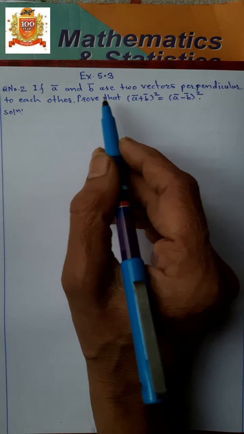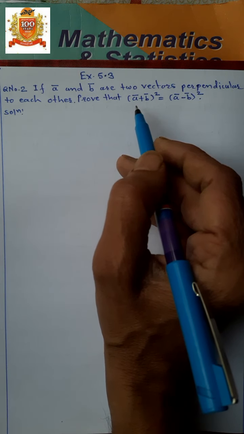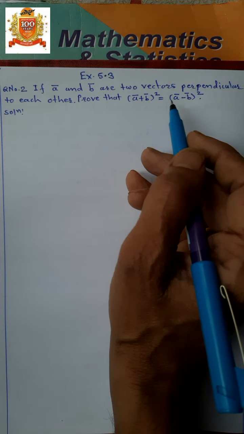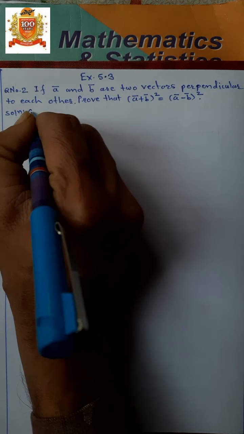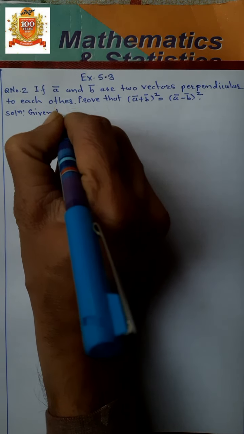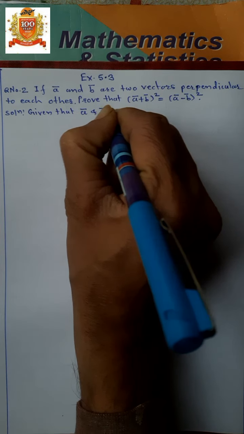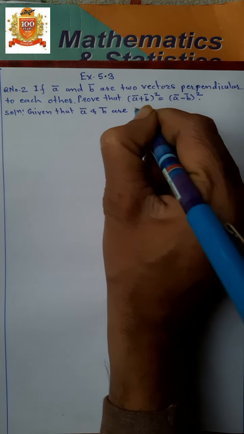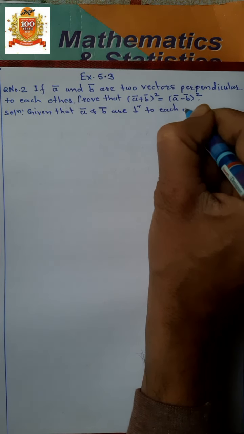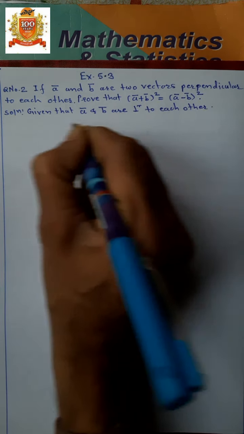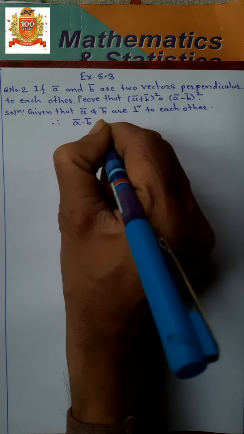If a bar and b bar are two vectors perpendicular to each other, prove that (a bar plus b bar) whole square is equal to (a bar minus b bar) whole square. Given that a bar and b bar are perpendicular to each other, therefore a bar dot b bar is equal to 0.